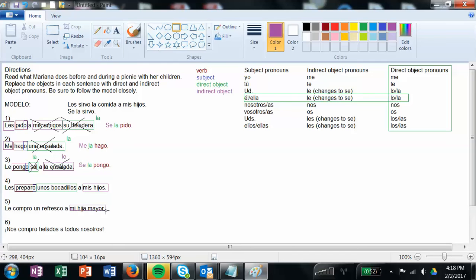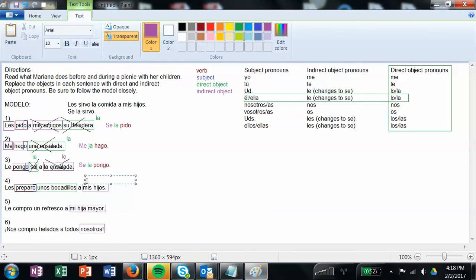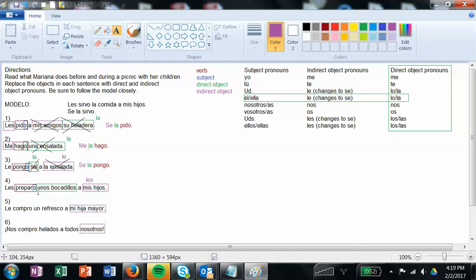I'm not going to do this one, but this is the indirect. And then "nosotros" is also the indirect. And you can see that personal "a" right there in front of all of those. So that gives you a clue as to your indirect. Okay? So "mis hijos" would be "les." Okay?